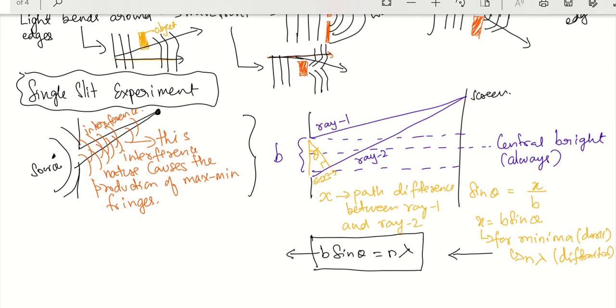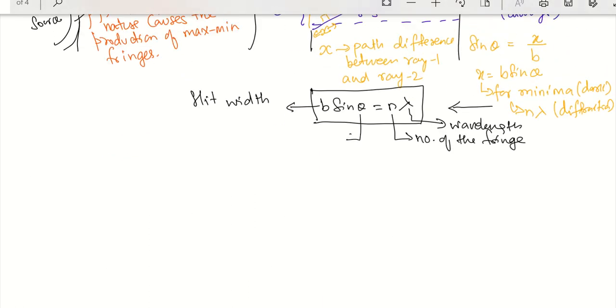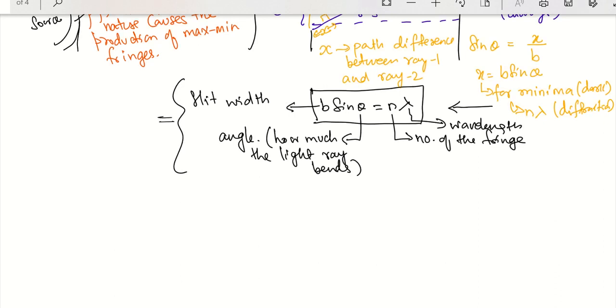So b is what? b is your slit width, the distance from here to here. This is the wavelength. This is the number of the fringe that you are watching. And this is the angular separation, the angle. This tells how much the ray has bent. The light ray bends. This tells that. Now, again, let's go back here.